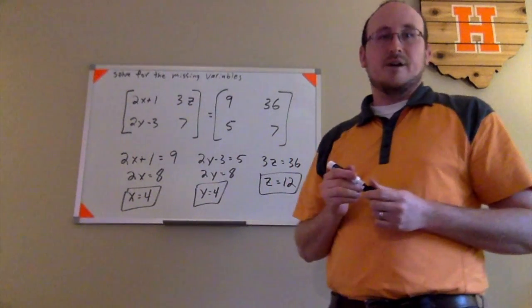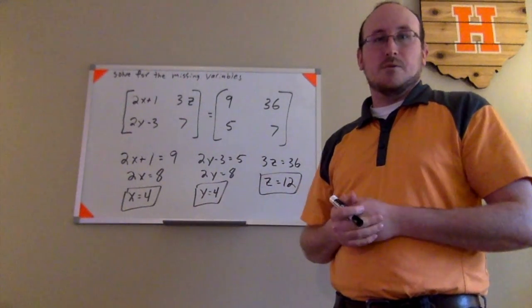And I found the values of all the missing variables by just setting the corresponding entries equal to one another.